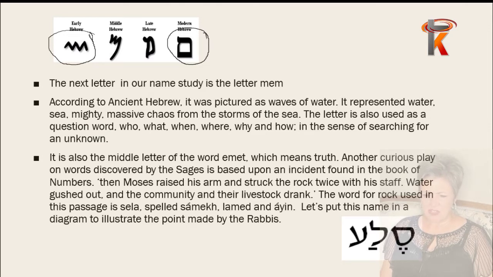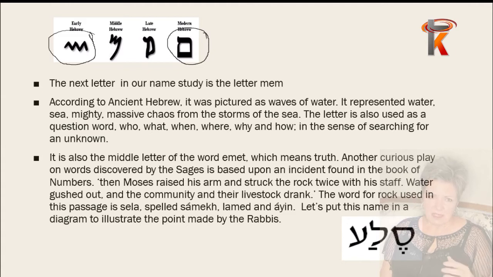The letter is also used as a question word. You get mi, ma, and it means who, what. You can hear it. Mi, ma. What, when, where, why, and how, in the sense of searching for an unknown. Now listen, these are the letters of the word Shemot, Exodus. We're going to bring it all together and see what it really means. It's very interesting to know.